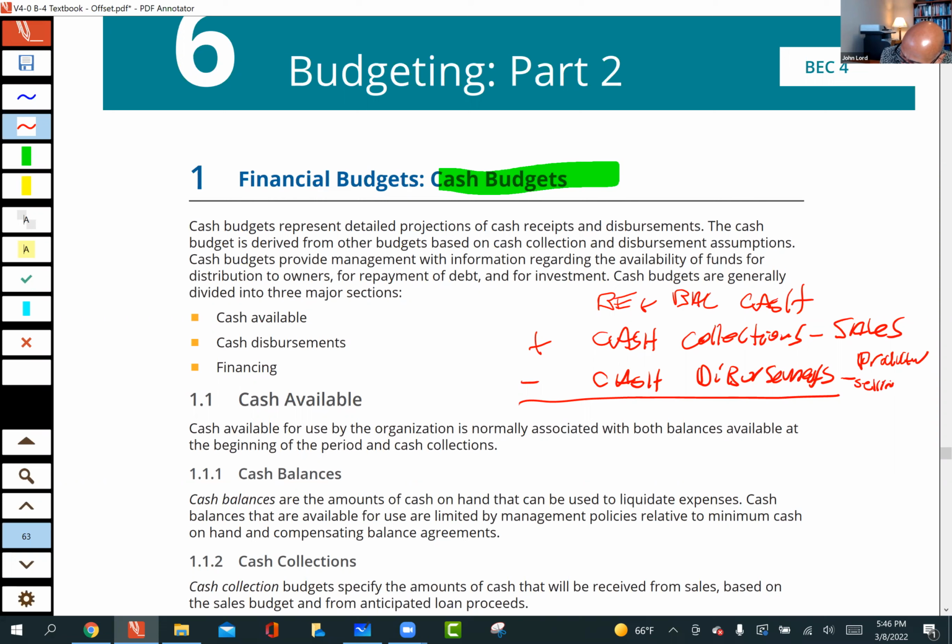And then our selling and admin. And by the way, I keep harping on the depreciation for production, but if there's depreciation on our office building, then we would need to make the adjustment for the cash budget, and that's going to yield our ending balance in cash.